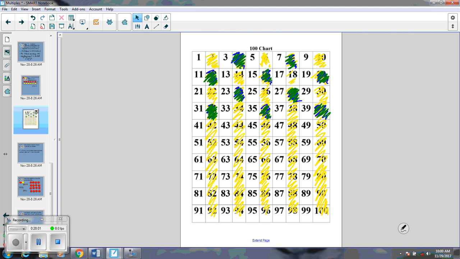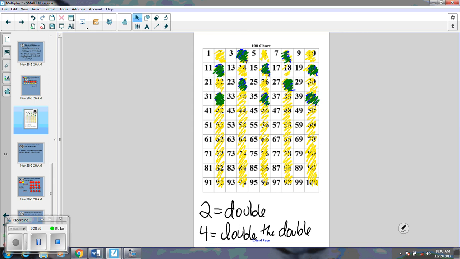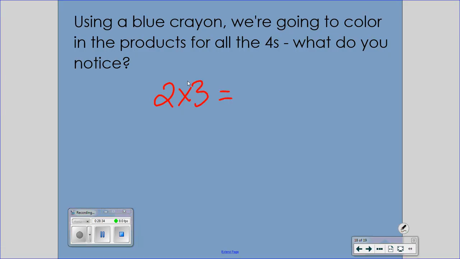So let's think about this. We learned that when we multiply by 2, we double. Right? Yes? No? Yes. When you multiply by 4, you're going to double the double. You're going to do double doubles. So if I do the equation, let's go back to my page 3. Go ahead and write that in your notebook. 2 times 3. 2 times 3, we know because we're multiplying by 2, we're going to double that 3, which means our product is going to be what? Say it out loud. 6.